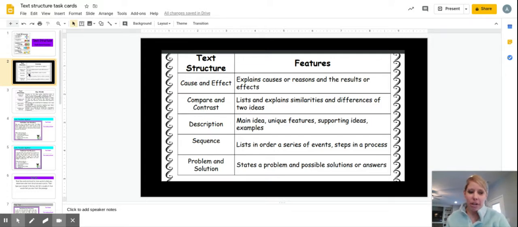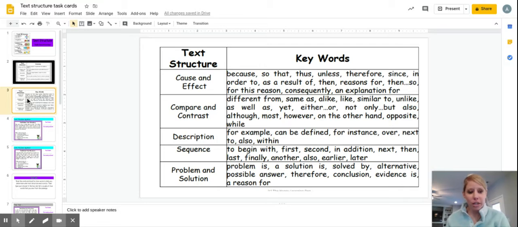So today we are going to review all 5 of those text structures. What you're going to need to keep in your brain today are those key words that you have learned throughout the last couple weeks that let you know, hey, the author is using that text structure. So anytime you are doing this assignment, you can always come back up to this slide right here and look for those clue words that will help you to figure out what text structure we are looking at.